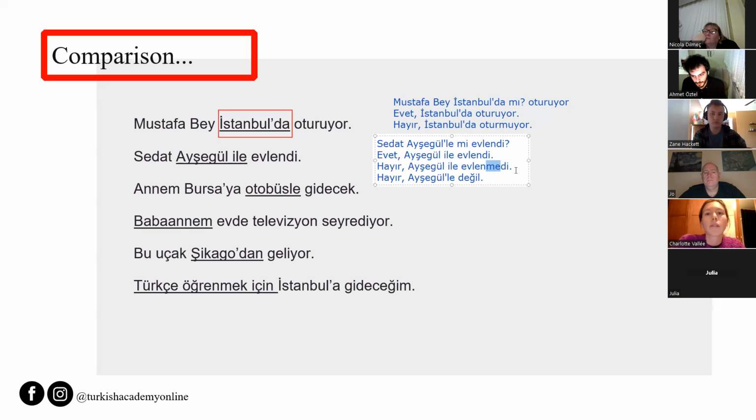I need the mi. But the scenario that we can think of in this sentence: Sedat and Ayşegül, they always fight, you know, they don't like each other most of the time. Maybe they are engaged, but they always fight. So you kind of think that they are going to probably break up. But then when you one day hear that they got married, you are like, wait, Sedat got married with Ayşegül? That's the question that you are asking in this sentence.